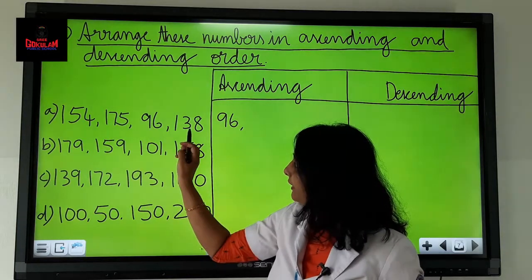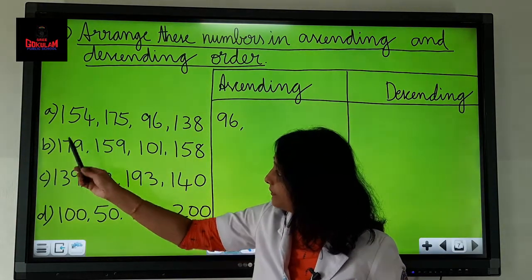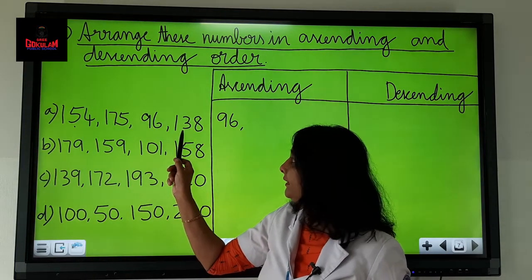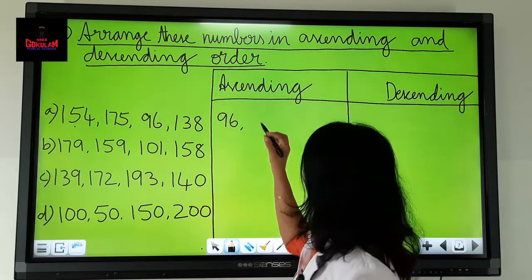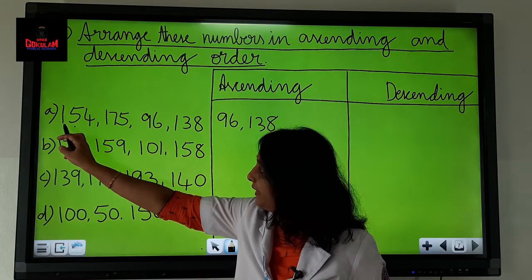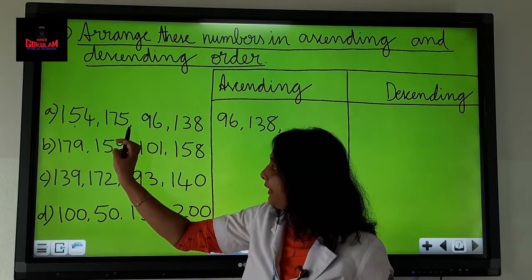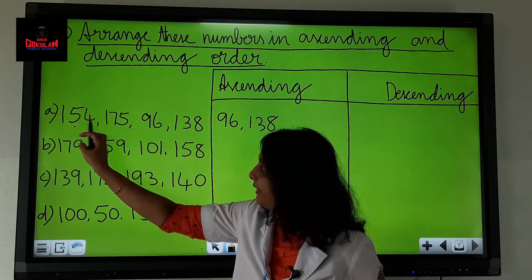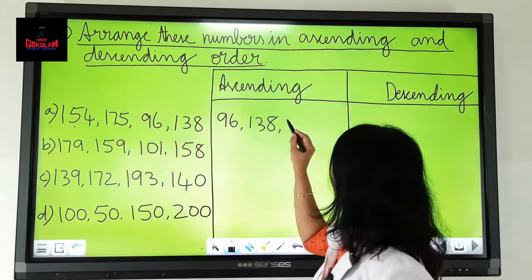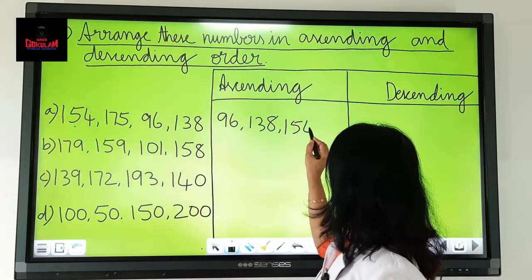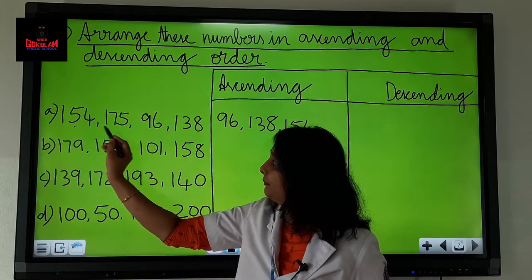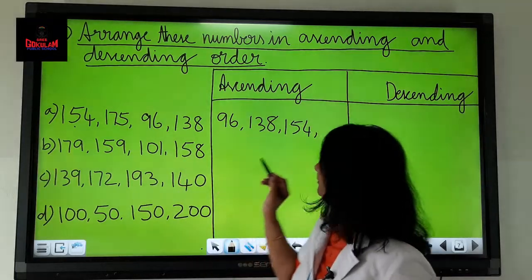Then 154, 175, 138. Look at the tens place numbers. 5, 7, 3. Which is smaller? 138. So, 138. Next, comparing 154 and 175, look at the tens place, 5 and 7, which is smaller? 5. So, 154. Then comes the greatest among these 4 numbers, which is 175.